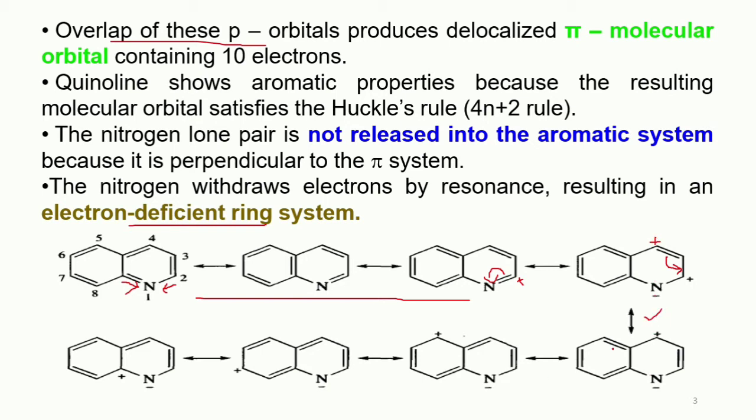Now we can see the double bond moving towards this position and the positive charge shifting to this position, giving this structure. Next, this bond moves to this position, the two electrons shift, and the positive charge moves to this position. Then the double bond moves to this position, and the positive charge moves to this position. Likewise we can see the continuous delocalization of electrons due to the aromaticity of the compound, but the lone pair of electrons on the nitrogen is not released into the ring system.